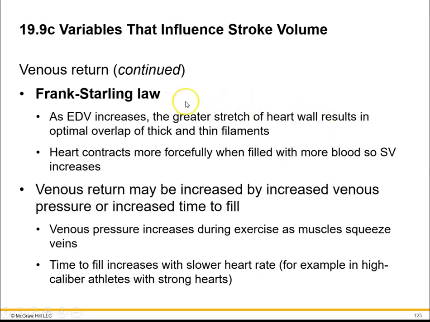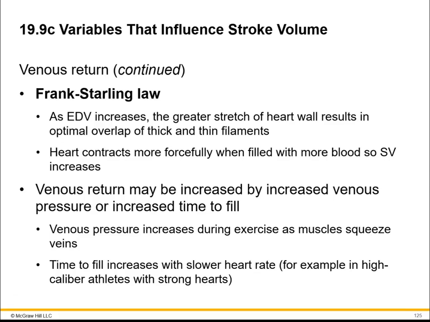Okay, so there's this thing called the Frank-Starling law. In essence, the Frank-Starling law says that as end diastolic volume increases, the greater stretch of the heart wall is going to result in optimal overlap of thick and thin filaments. What does that mean? Well, basically when the heart is empty, the thick and thin filaments are not optimally overlapped. And as that heart fills up with blood, the more stretch put on the heart wall, up to a point, the better the overlap of those thick and thin filaments becomes. And so the stronger the contraction can be.